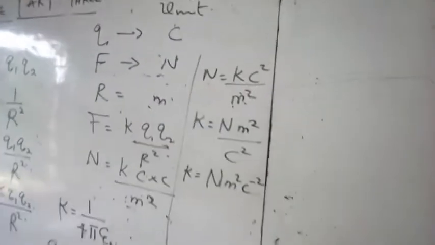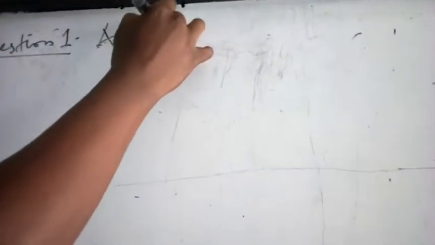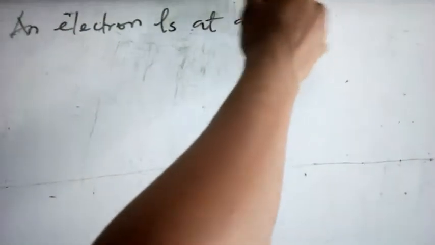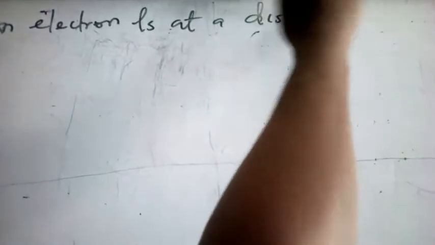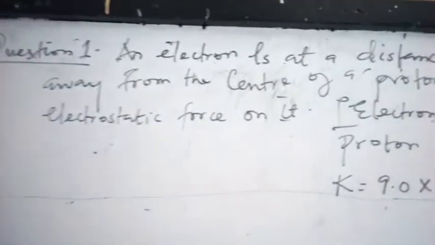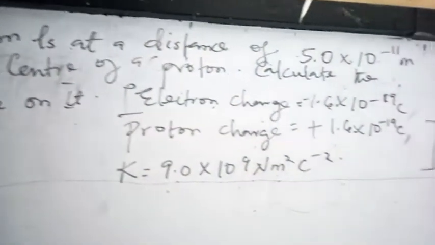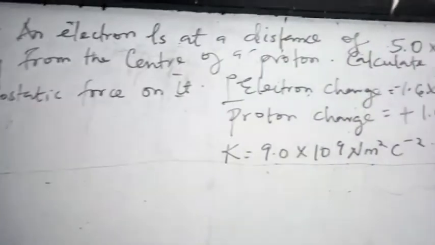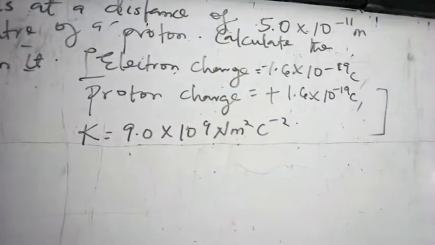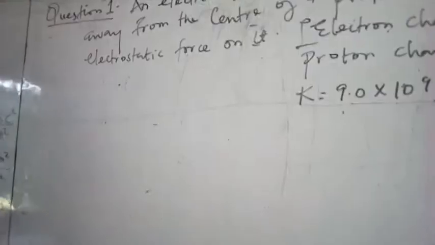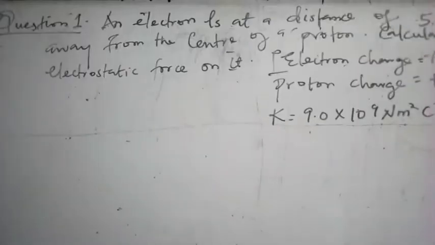They said an electron is at a distance. So as you can see in this question, an electron is at a distance of 5.0 times 10 to the power minus 11 meters away from the center of a proton. So we all know from our chemistry knowledge that electrons are negatively charged and protons are positively charged. Calculate the electrostatic force.